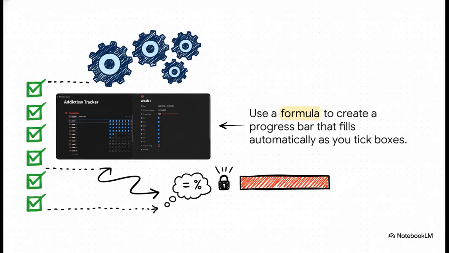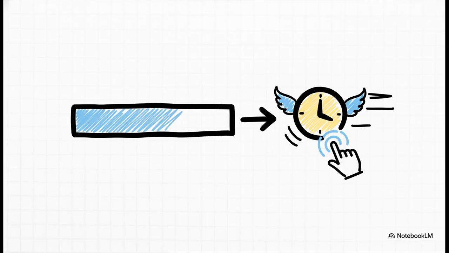So check this out. See that 100% progress bar? That's not a picture you update yourself, no way. That's a formula property. It's automatically counting how many of your daily checkboxes are ticked, divides that by 7, and then bam, it spits out this super clean visual bar that updates in real time as you check things off. This automation is just a massive time saver. You gotta admit, that's a game changer.